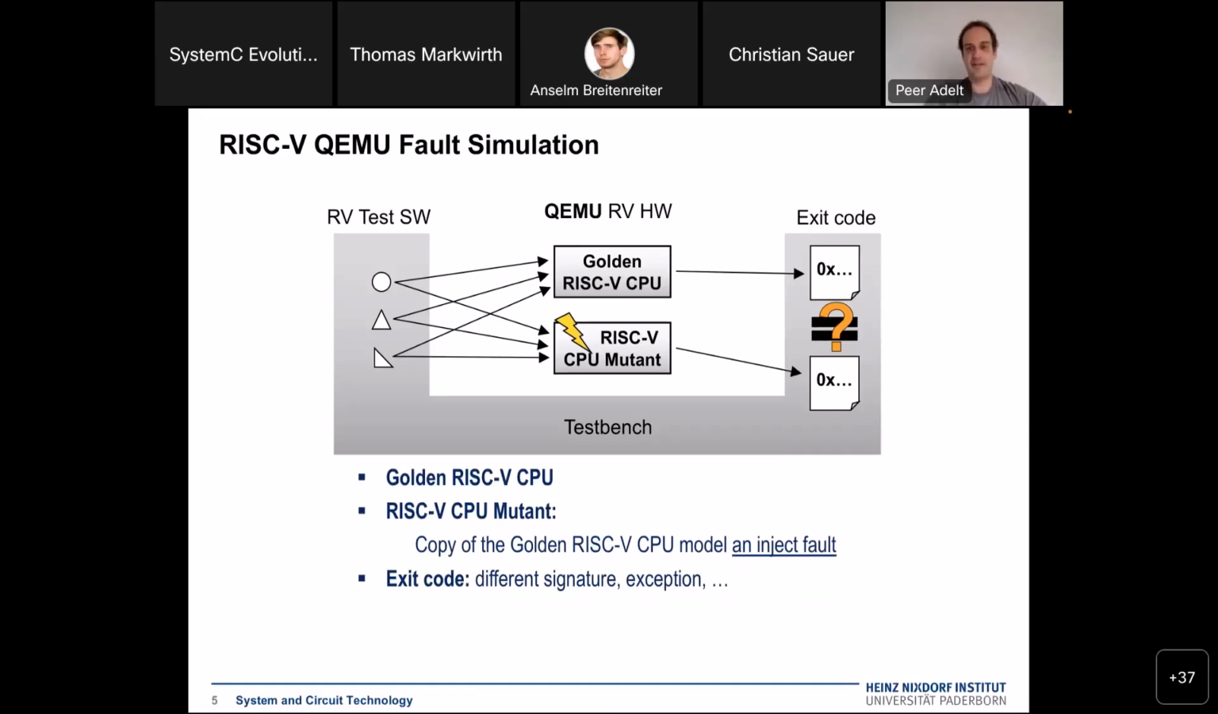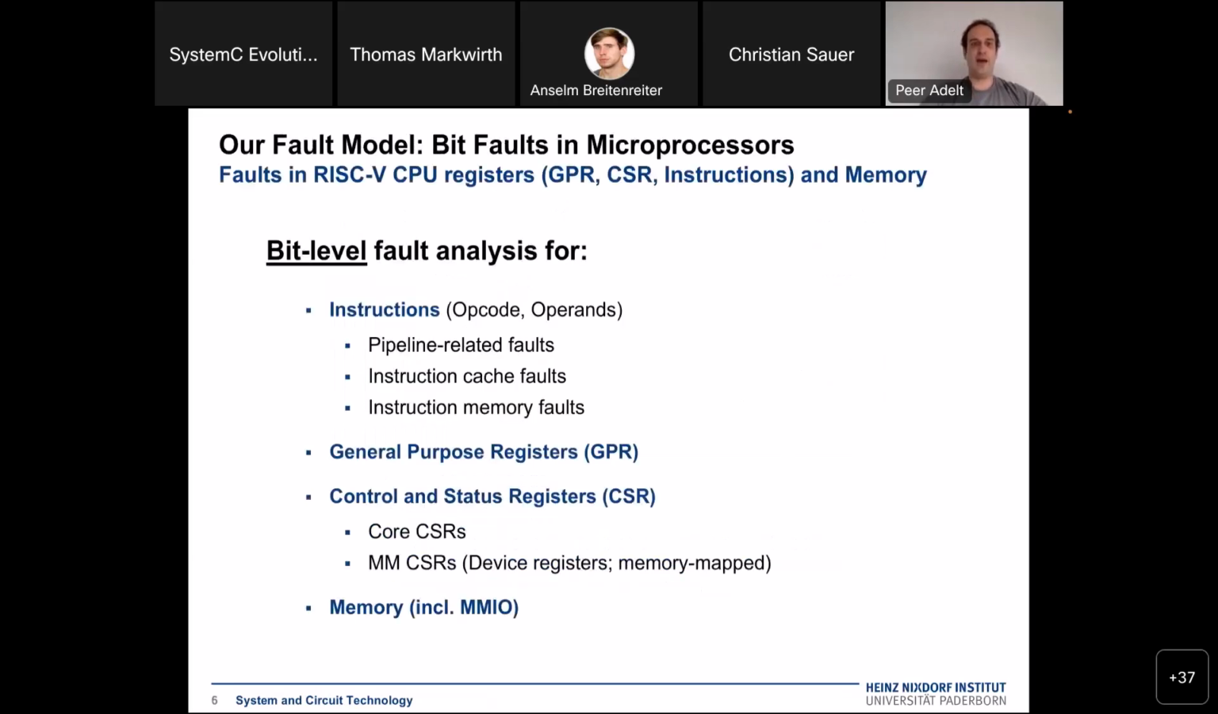The idea is still the same. We have a golden RISC-V CPU, which produces golden exit codes. And then we inject faults into copies of the golden model where we break something. That's what we call fault injection in this case also. And then we just compare the exit codes of the golden and the fault injected versions. So our fault model for the RISC-V CPUs is as follows.